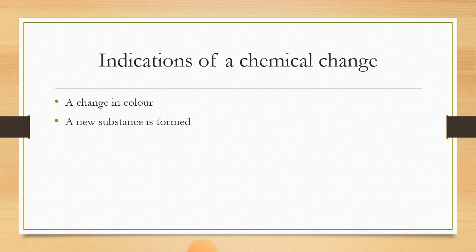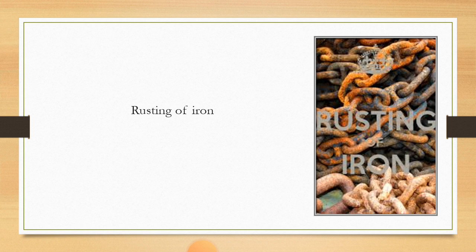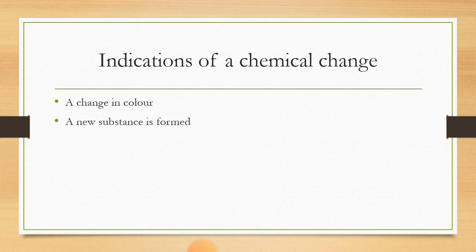Indications of a chemical change. We know already what indications. There are about 5 or 6. But for this particular one, there's a change in color. You see this picture here? There's a change in color. Originally, that chain isn't reddish brown. It is silver in color, like you know that silver shining color, iron, key, like the way your metals shine. But now it has a reddish brown color.